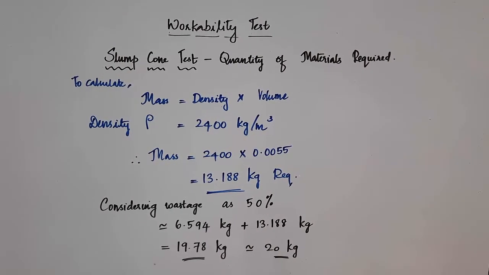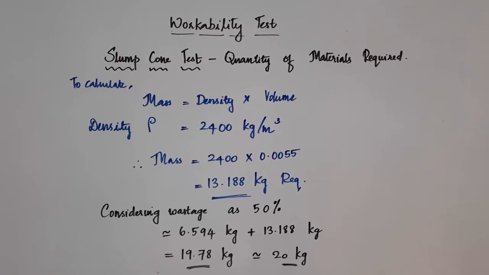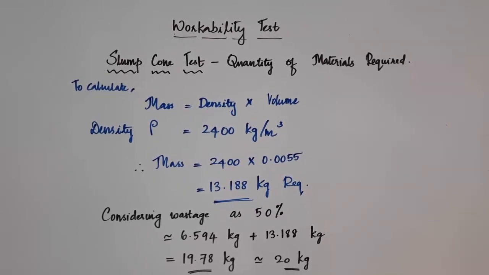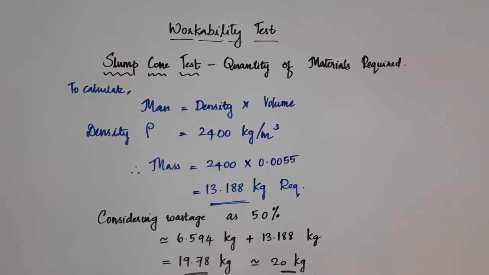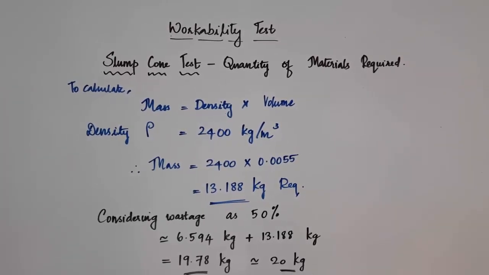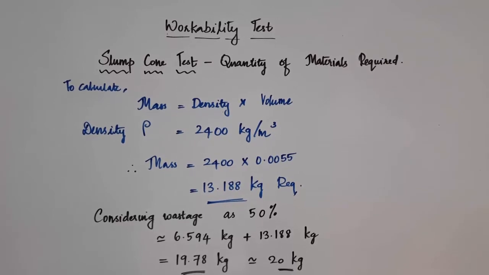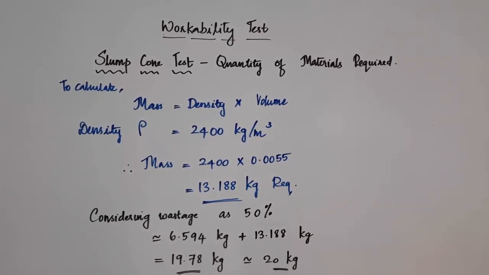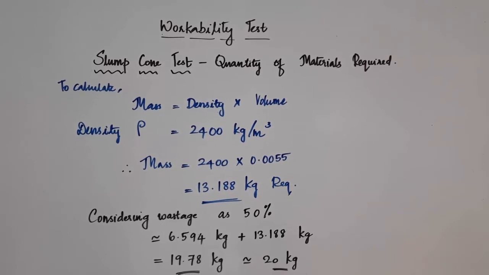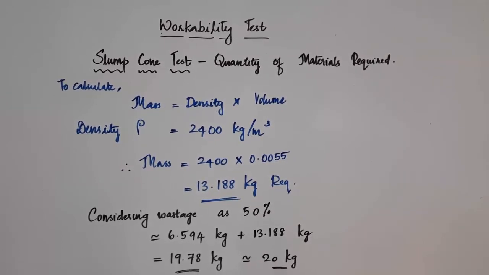Now we will calculate the mass of concrete that is required. Mass is equal to density into volume. The density of concrete is equal to 2400 kilograms per meter cube. Hence mass is equal to 2400 into 0.0055 equal to 13.188 kg.